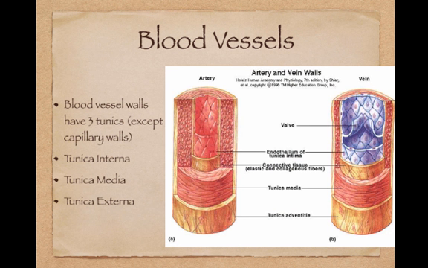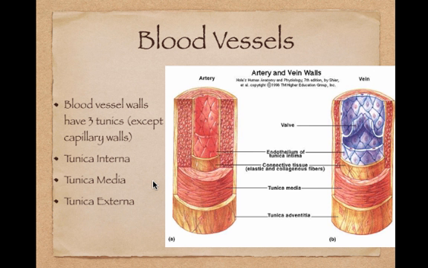The walls of blood vessels have three different layers called tunics, and this is true for all of the vessels that we talked about on the last slide, except for capillaries. Capillaries have only one thin wall of epithelial tissue. This is conducive to gas exchange across those tissues. But arteries, veins, venules, arterioles all have these three layers.